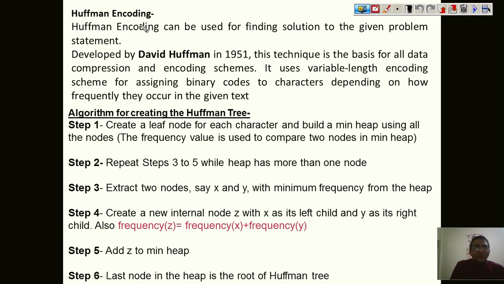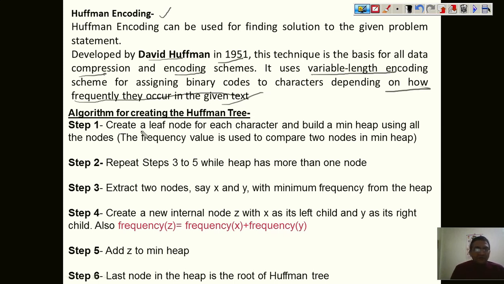Huffman encoding is the algorithm that we are interested in discussing here. It was developed by David Huffman in 1951. This is a very interesting and very important technique used in compression as well as for encoding. Now this technique is based on variable length encoding. That means for every character we are not assigning an equal number of bits, but depending on the frequency we are assigning the size of the bits for each character. So the scheme depends on how frequently they occur in the given text. So this is the logic. Now we'll see the algorithm.